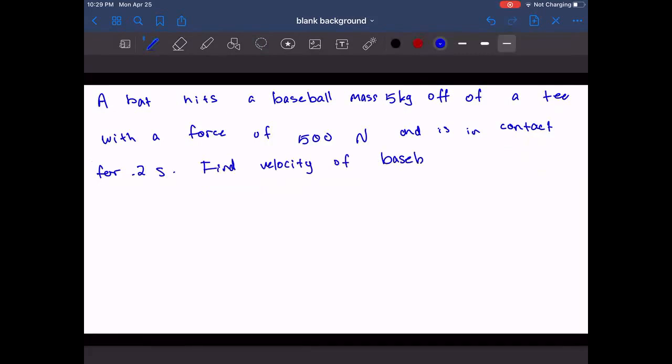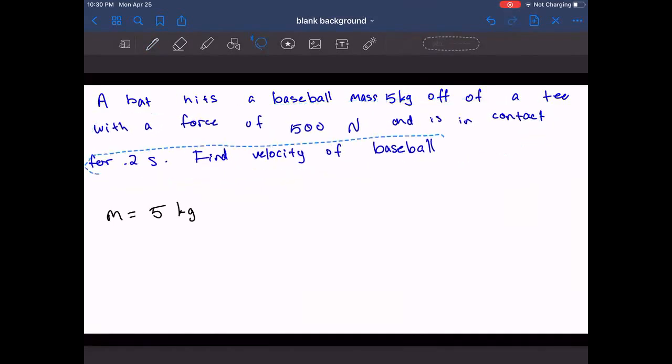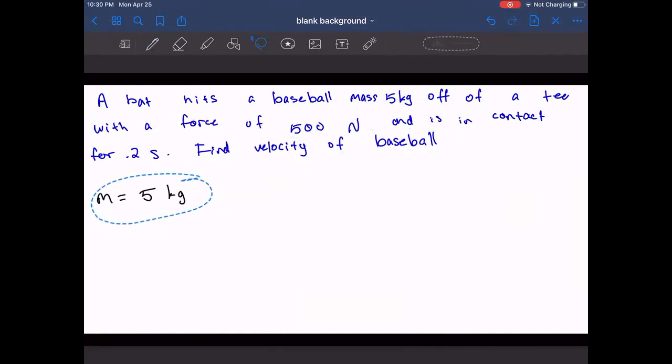So go ahead. In fact, I'll start with what you always want to do. Now you finish. So your mass is 5 kilograms. You have a time which is 0.2 seconds, and you have a force of 500 newtons. Great. Agree.